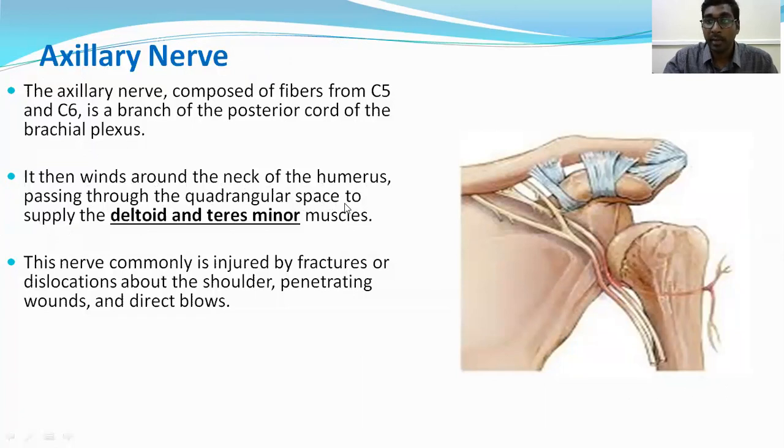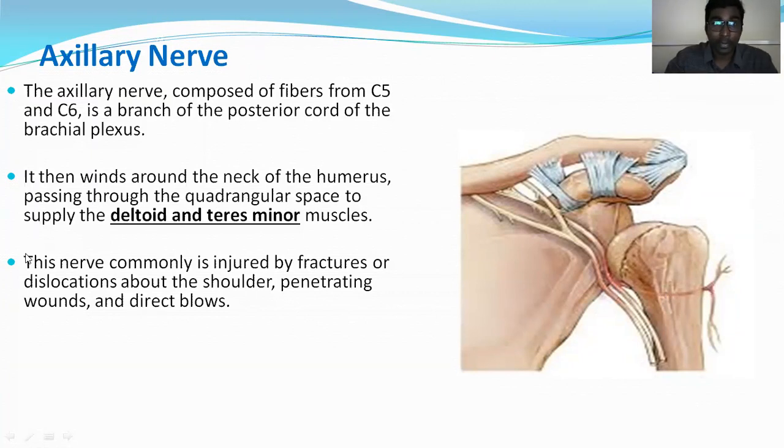You know the quadrangular space and the triangular interval. Here the triangular space is present. This is the quadrangular space, and this is the triangular interval space. See, this is the radial nerve, and the radial nerve passes through the triangular interval. The axillary nerve passes through the quadrangular space and winds around the surgical neck of the humerus.